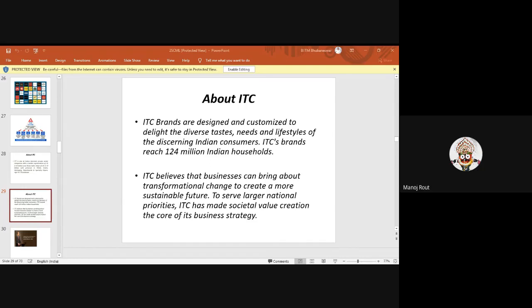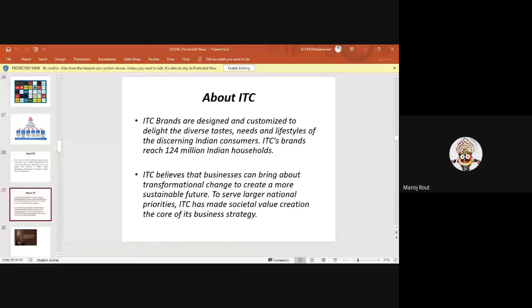So as I know, nowadays companies are focused on profitability. So how do they make profitability? To sustain in the market, to succeed and survive in the market. So due to that, to serve larger national priorities, ITC has made societal value creation a core of its business strategies. In that case, then the next slide.